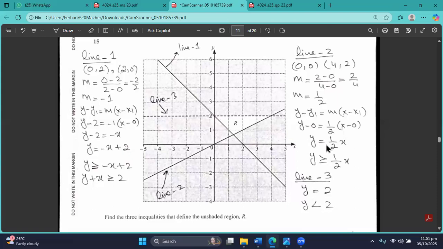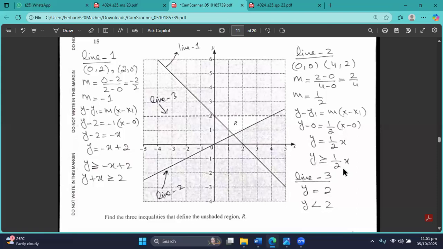Because this required area R is above this line 2, I will put here the crocodile's mouth towards y, because the required area is above this line. And because this is a continuous line, I will write y is greater than or equal to 1 by 2x. So that's my second inequality.